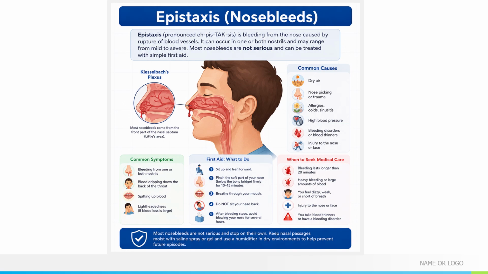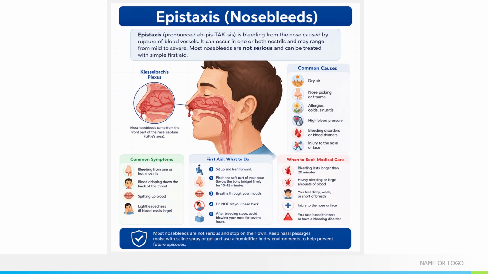And then use of anticoagulants such as warfarin, apixaban, heparin, any antiplatelet medications such as aspirin or clopidogrel, known as Plavix. Other contributing factors include cocaine use, which damages the nasal mucosa, nasal tumors, although these are much less common, any recent nasal surgery or nasal packing. But children most commonly experience anterior nosebleeds from trauma or nose picking, while older adults are more likely to experience those posterior bleeds due to hypertension, vascular changes, or anticoagulant therapy.